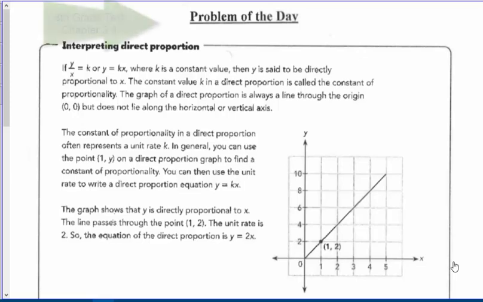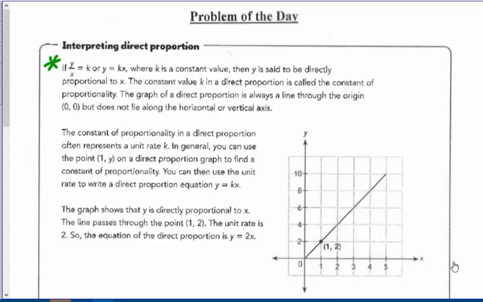Hopefully you remember this idea of y equals kx or y over x equals k. So that very important formula from last year, where k is the constant value, then y is said to be directly proportional to x. The constant value k in a direct proportion is called the constant of proportionality. And the graph of a direct proportion is always a line through the origin, (0, 0), but does not lie along the horizontal or vertical axis.